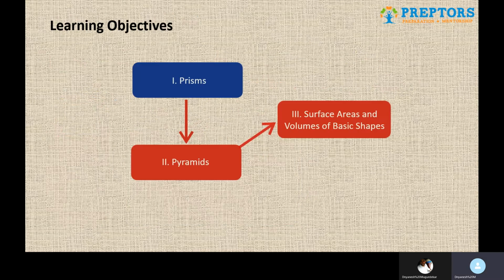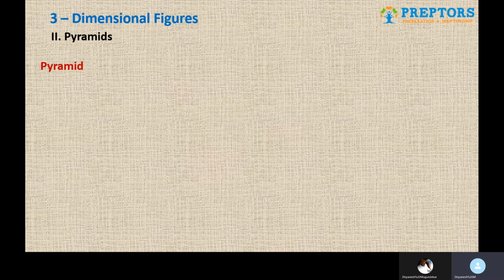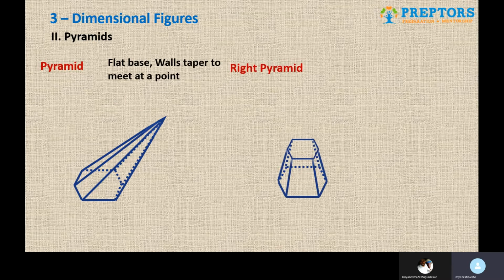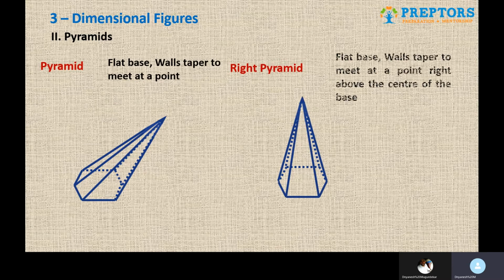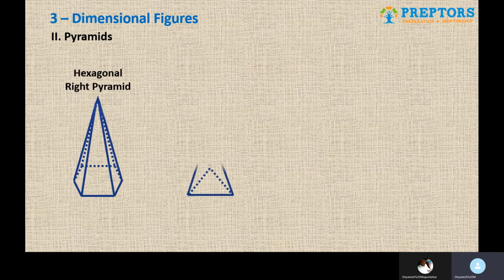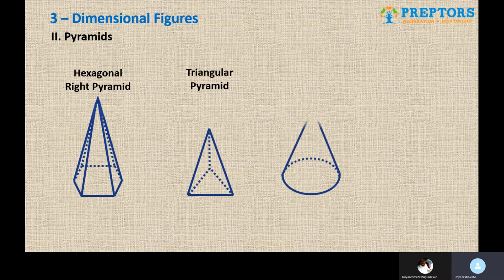The next one is pyramid. Pyramid, simple identification: the walls will be tapering towards the top. Again, depending on the shape of the base, you will have different types of pyramid available. For example, the first one, you will have hexagonal pyramid, hexagonal right pyramid. Then you will have triangular pyramid, or you will have circular pyramid, which we also call a right circular cone.